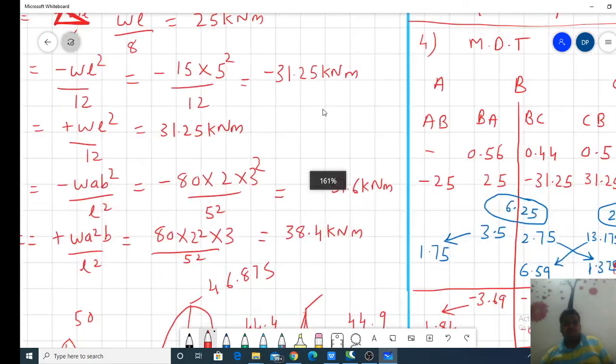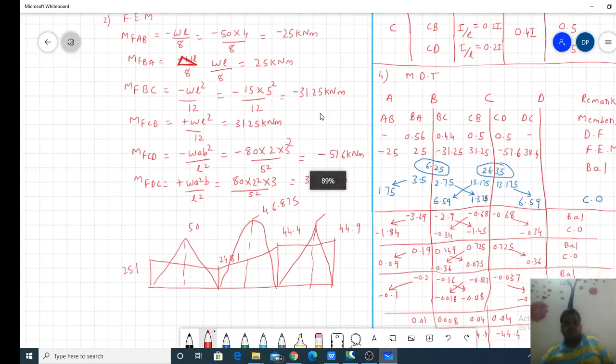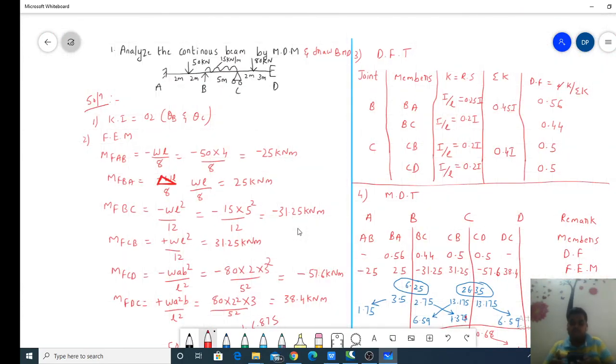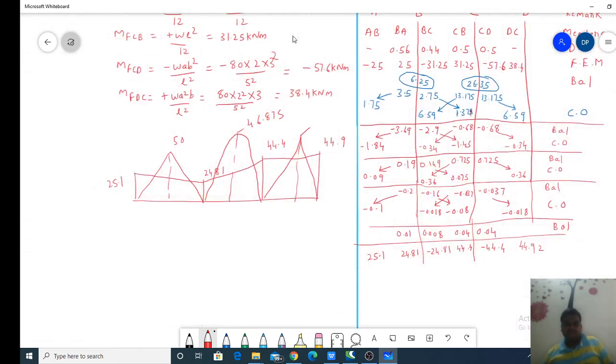This is W A B by L. So 80 into 2 into 3 upon L is 5. So this is 96. So 96 means here I need to write 96. So this will be minus, this is plus, minus, minus, plus, minus, minus, plus, and minus, right? So this is the solution for this. I have drawn this and I have finished the bending moment diagram also. Thank you.